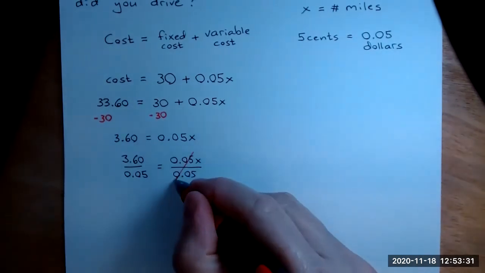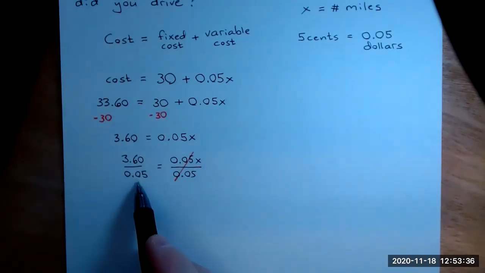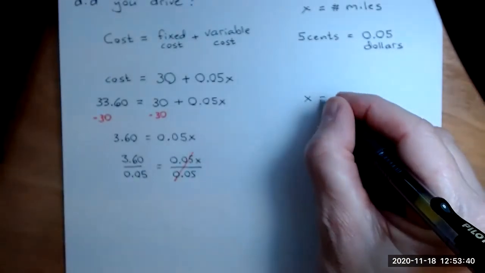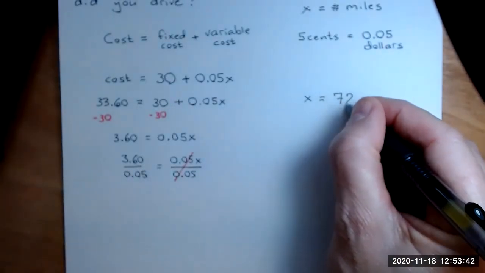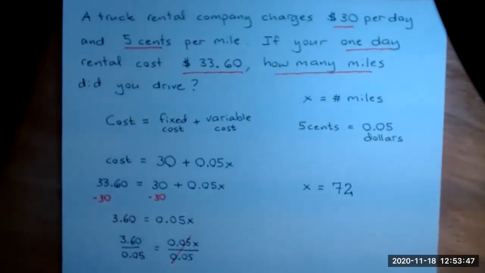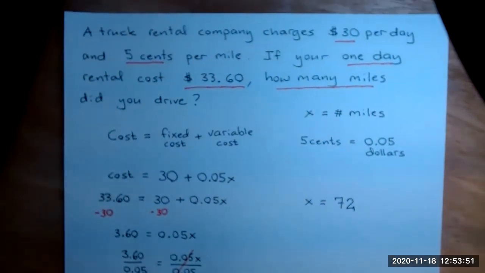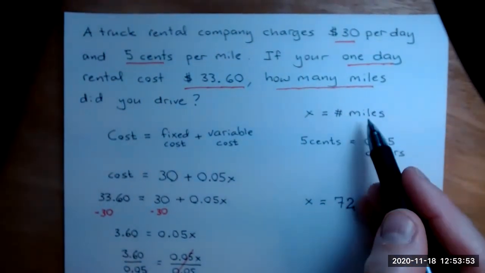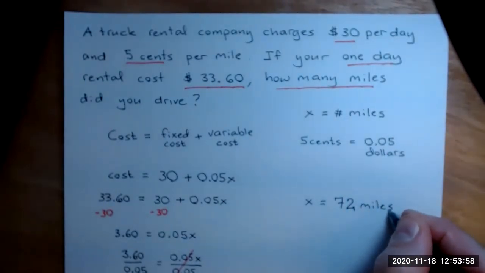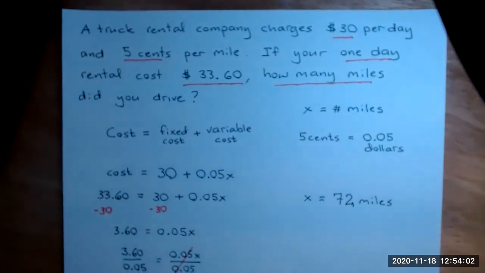So this is equal to x. 3.60 divided by 0.05 is 72. You want to go back and read your original problem. What does x represent? That's the number of miles. All right, let's try another.